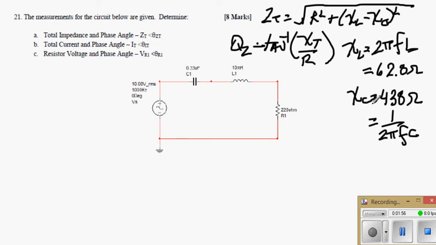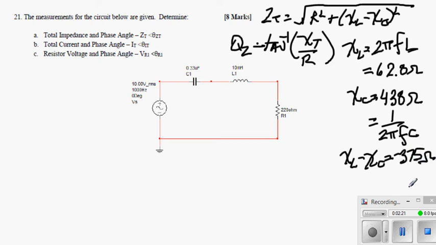Okay, I have the value of XL and XC. According to the formula, I have to take XL minus XC and then put it into the square root formula. XL minus XC is equal to negative 375.